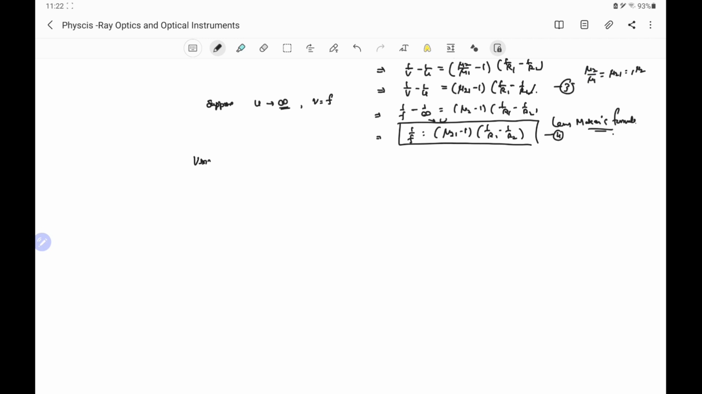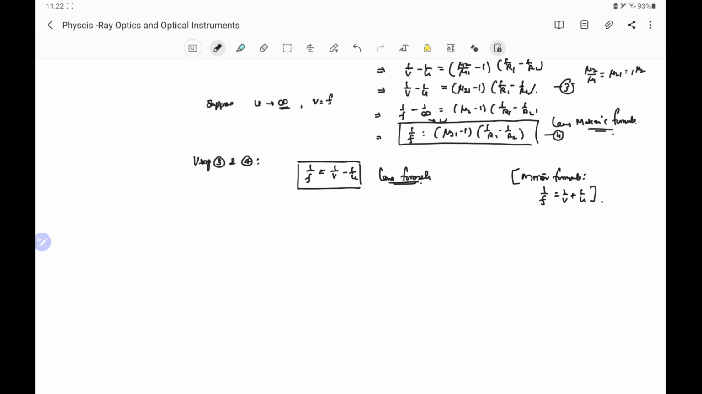Using equations 3 and 4, if we compare, the right hand sides are equal, so the left hand sides should also be equal. Therefore, we can write 1 by f equal to 1 by v minus 1 by u. This formula is called the lens formula. A similar formula for mirrors was called the mirror formula, which we have already discussed, and which was 1 by f equal to 1 by v plus 1 by u.